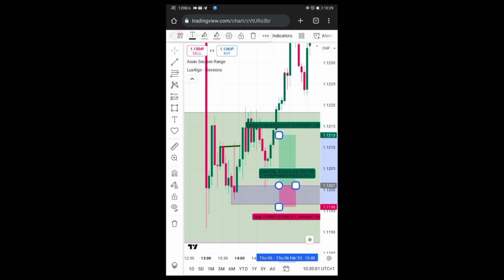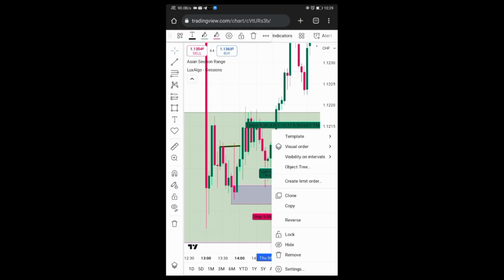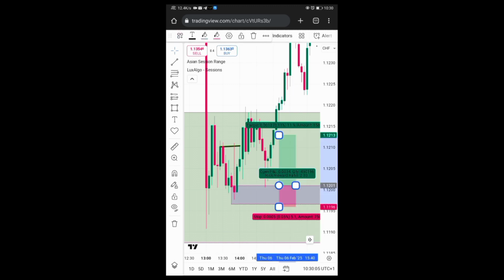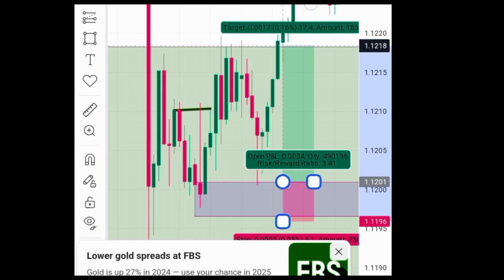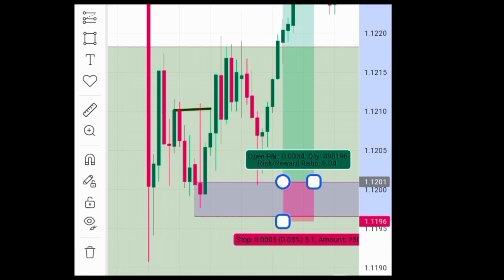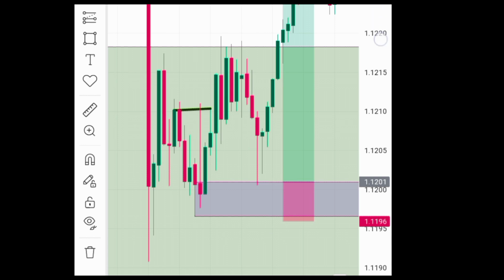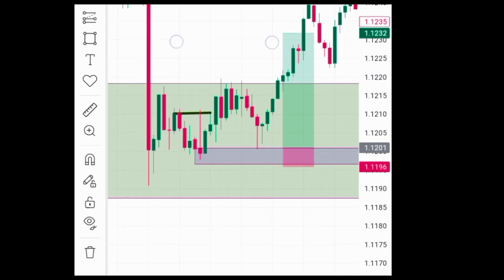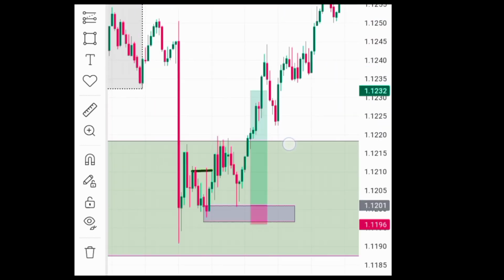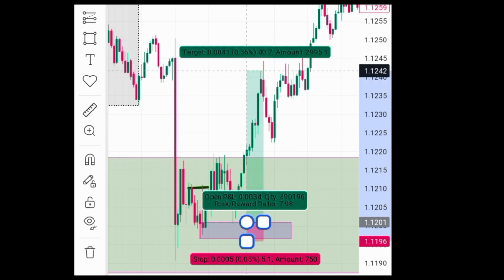So I'm going to place the trade right there. The stop loss will be below the zone, and I'm going to target, let me say, 1 to 10, 1 to 15, or 1 to 20. All depends on what you are looking for.